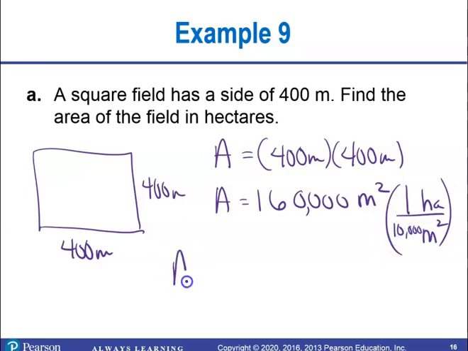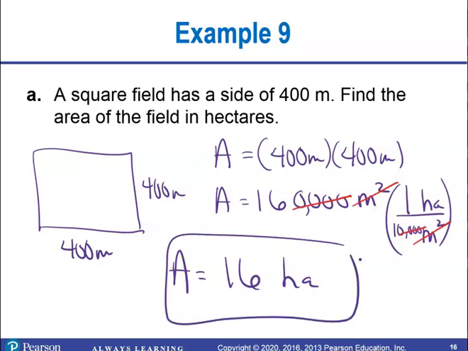All right, and then I have area equals, and I just need to multiply 160,000 meters squared and divide it, because that's in the denominator, by 10,000 meters squared. And if I just think about canceling a lot of zeros, let's see what happens. So I got 4 zeros here. I can cancel with 4 zeros there, and meter squared cancels with meter squared. So my answer should be 16 hectares.